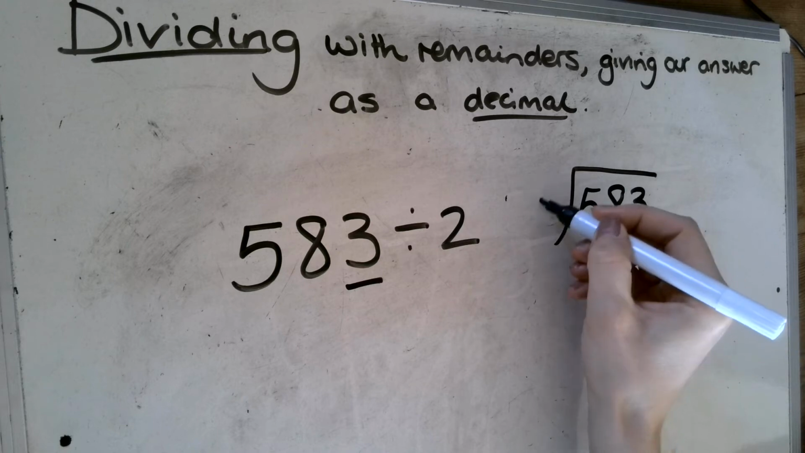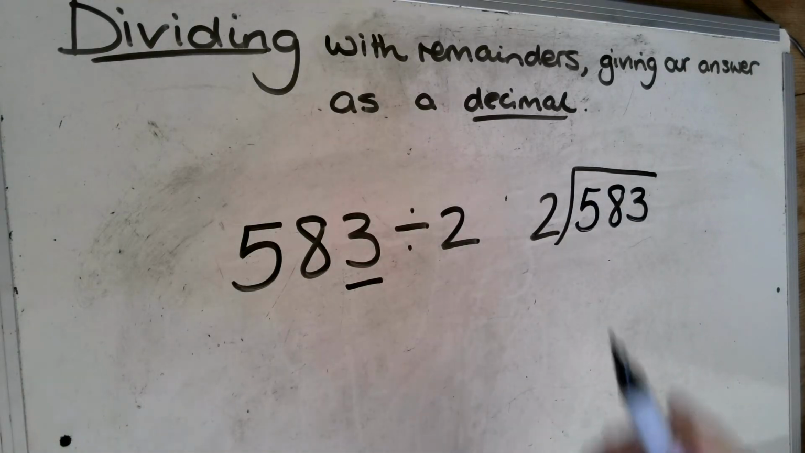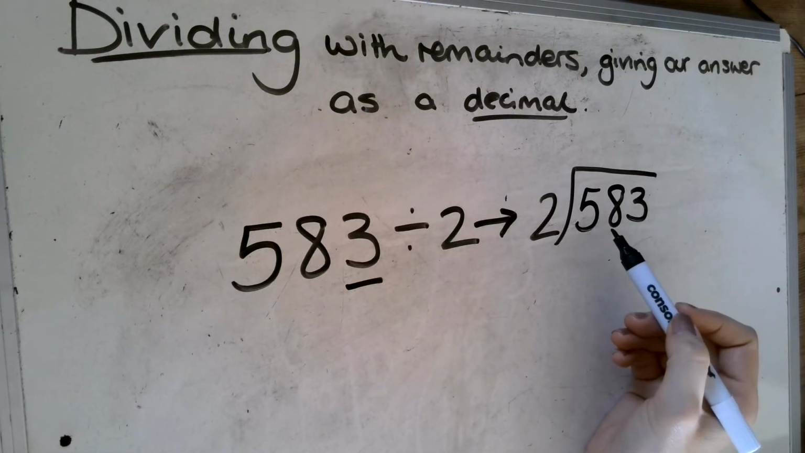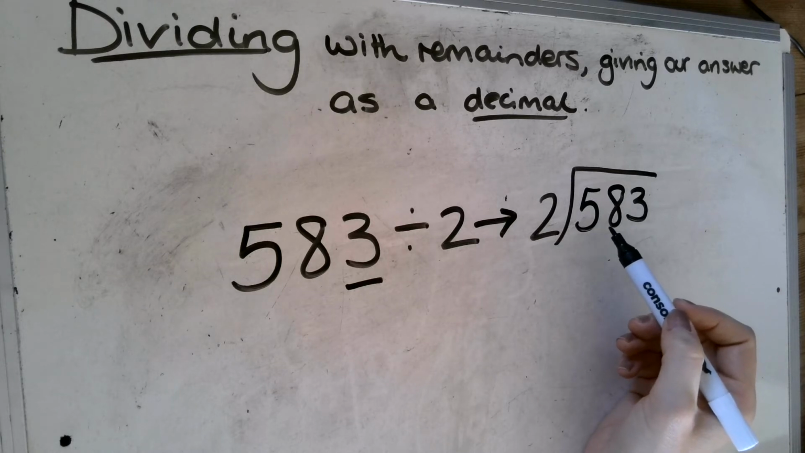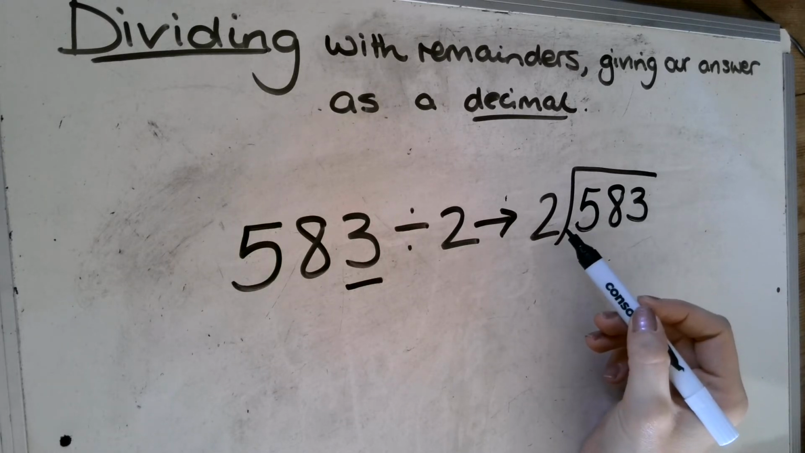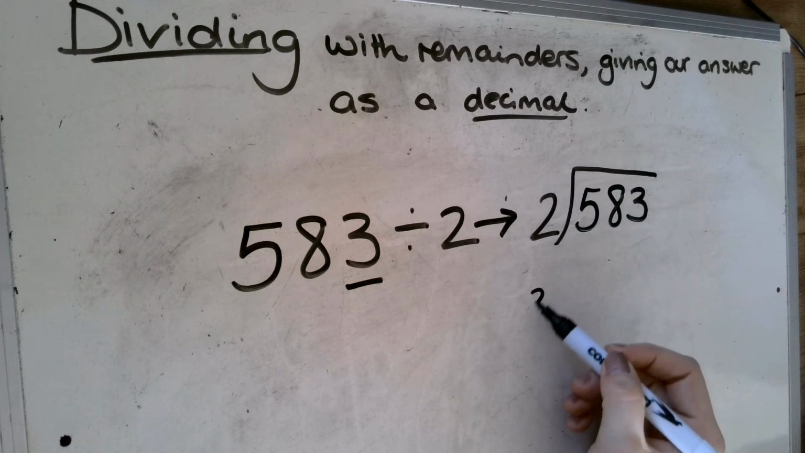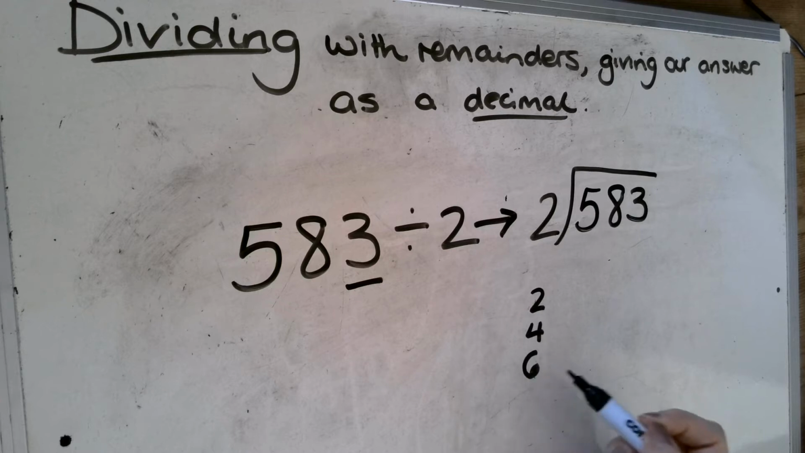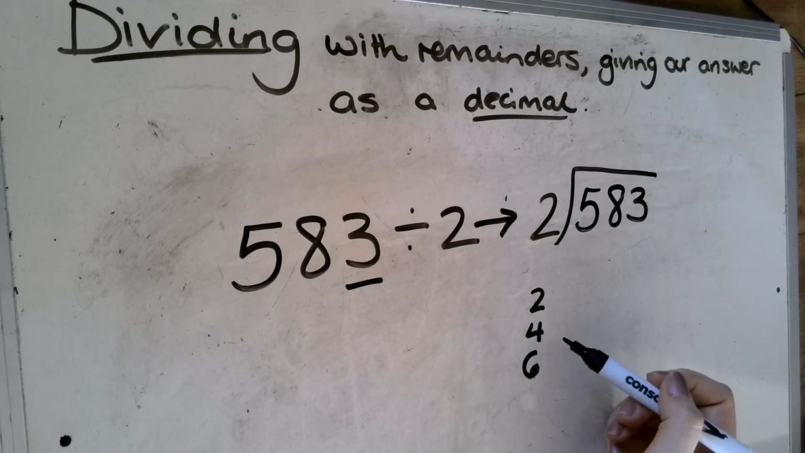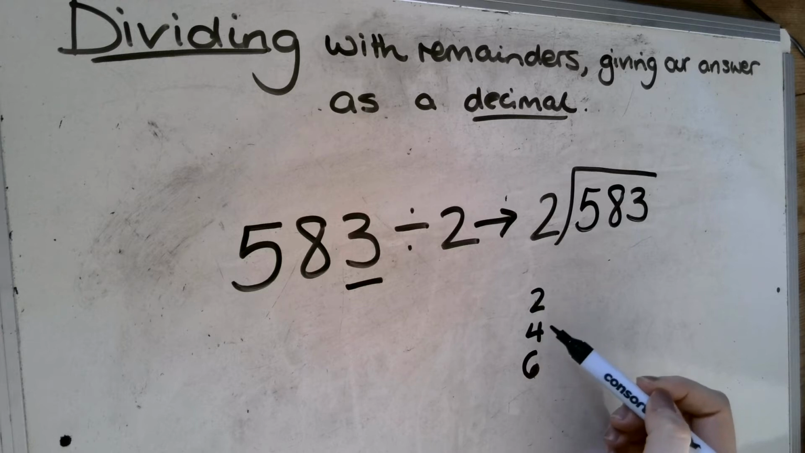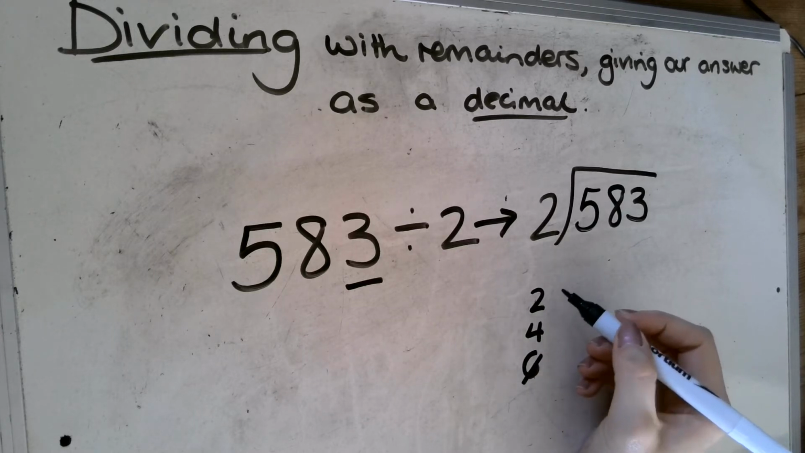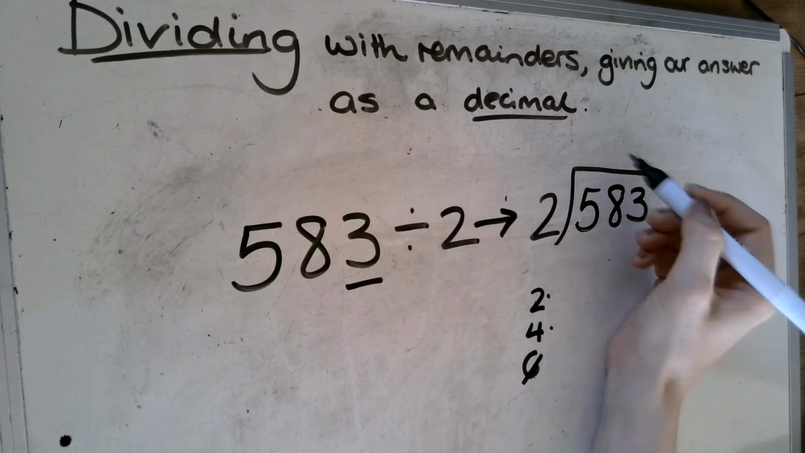583 divided by 2 is going to look like this when we draw our bus stop method. So we're going to start by looking at the first digit, 5, which here is representing 500, and we're going to divide that by 2. So we need to do our 2 times table either by writing it down or by doing it in our head until we get to a number that is close to 5. Now I've done 2, 4, 6. Now I've gone too far. So I know that the number of 2's that go into 5 is 1, 2.